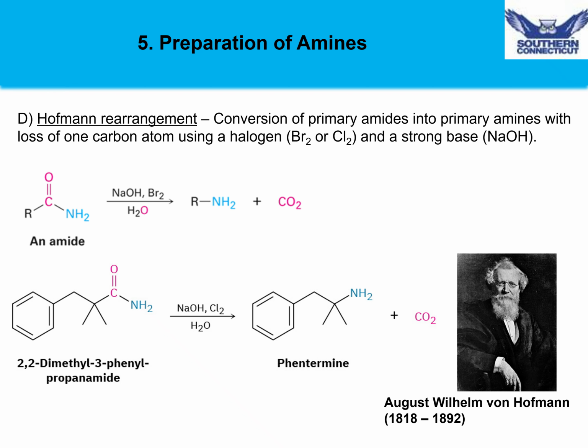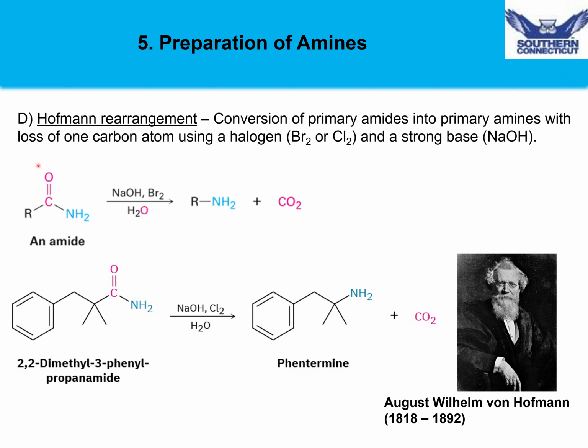Another reaction that is used to make amines, especially primary amines, is the Hofmann rearrangement. This is a reaction that starts off with an amide, and we lose a carbon in the process, the carbonyl essentially of the amide, by using a halogen like Br2 or Cl2 and a strong base such as sodium hydroxide.